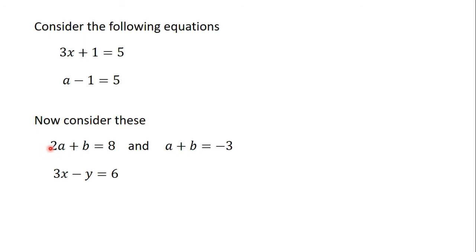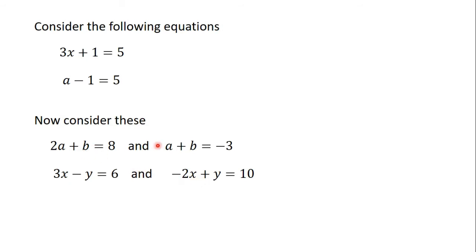So for example, if you have 2a + b = 8, you will need another equation like a + b = -3 in order to find a and b. In the same way, in this example too, you will need another equation in order to find x and y. So let's say the other equation is -2x + y = 10. Now, we have two variables. We have two equations, so we can solve them. Here too, we have two variables. We have two equations, so you can solve them.